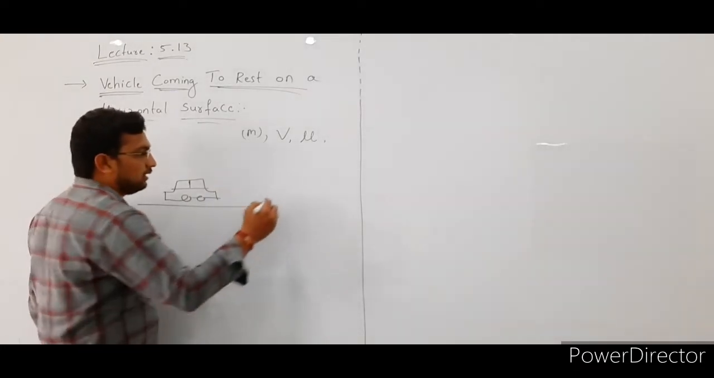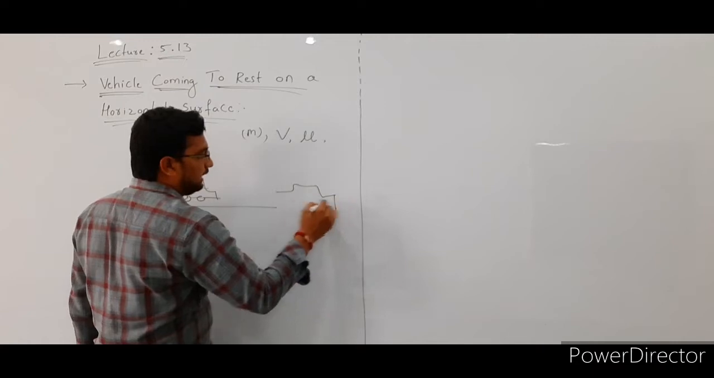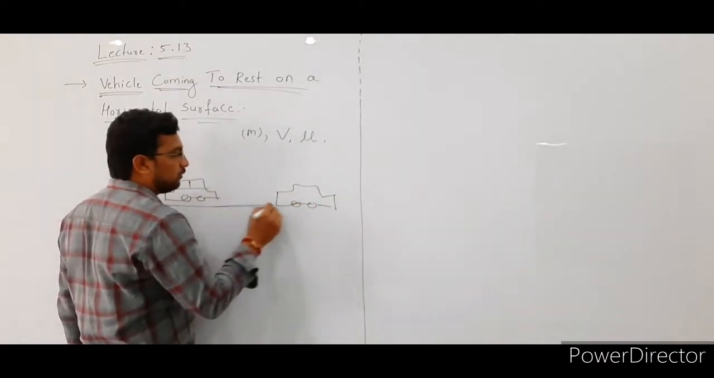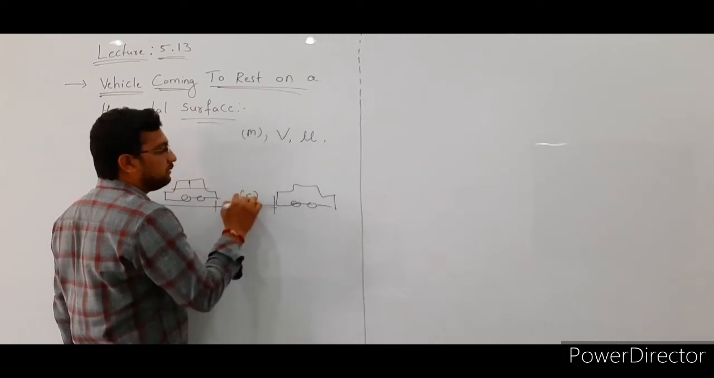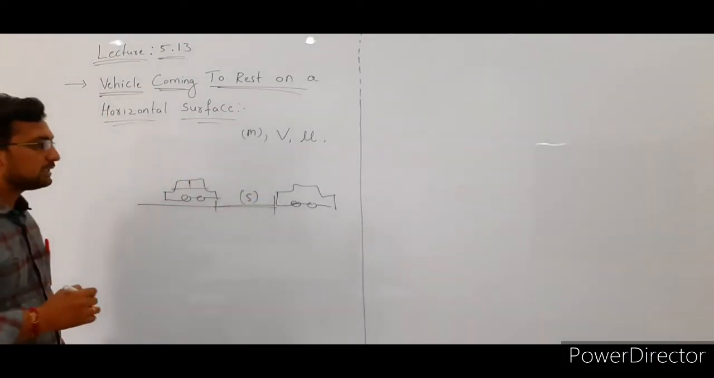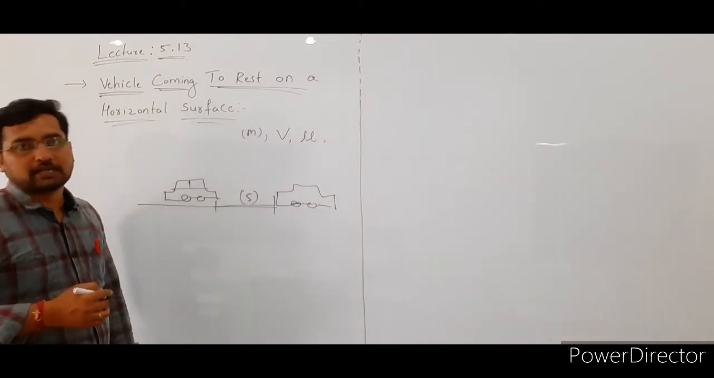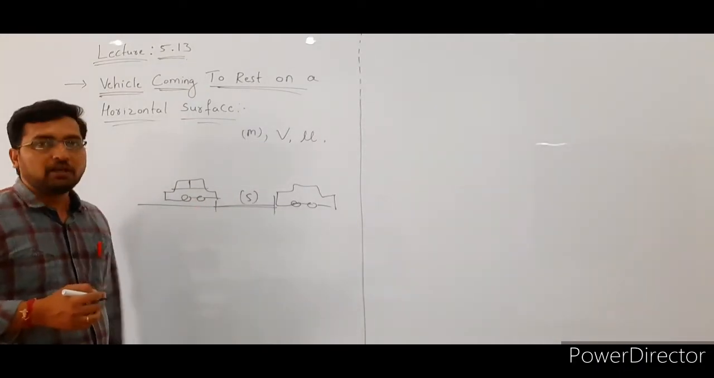If the driver applies a brake to this car, the car will come to rest after traveling some distance. In this case we are going to find out the stopping distance of this car, or the stopping distance of the vehicle.